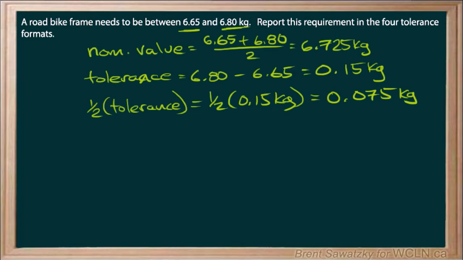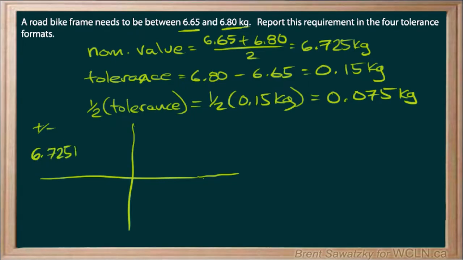So there's 4 formats. Maybe I'll draw some lines to kind of split up our work here a little bit. The most typical format is that plus minus format. And so what we do there is we just write the nominal value and plus or minus half the tolerance. In other words, plus to get to the maximum, minus to get to the minimum. All right, so kind of squeeze that in there. And so there's our most typical format there.